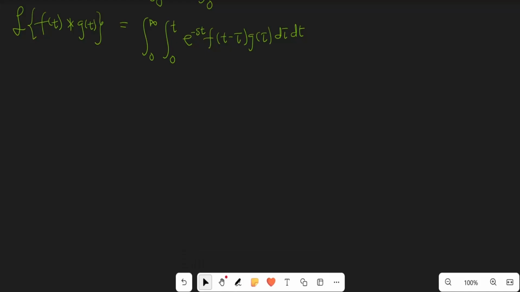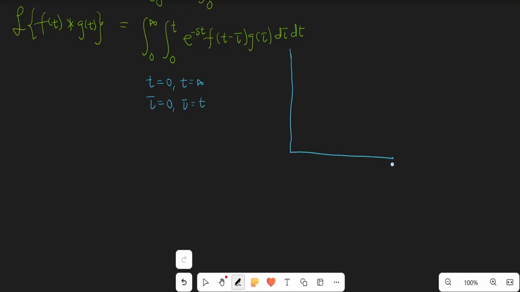So first of all, let's find what t is. t starts from 0 to infinity, so t is equal to 0 for the lower limit and infinity for the upper limit. What about tau? Tau is equal to 0 for the lower limit. I'm sorry, this is tau. So tau is equal to 0 for the lower limit and tau is equal to t for the upper limit. These are the limits of our integration for tau. So now we are going to draw the region.